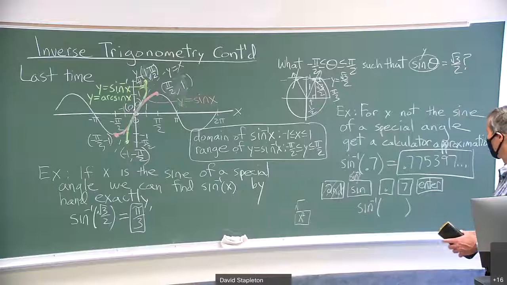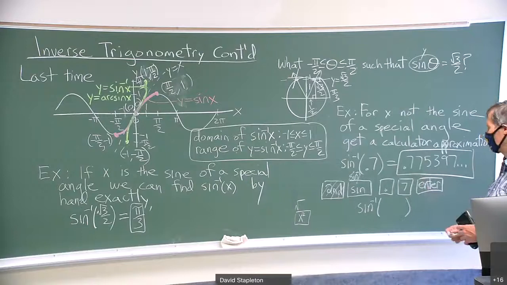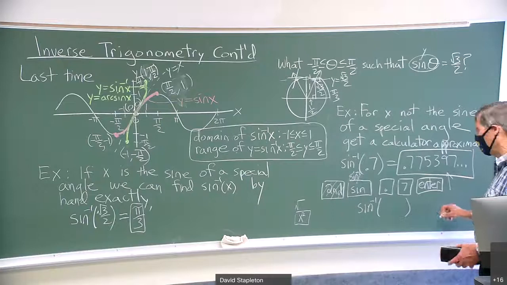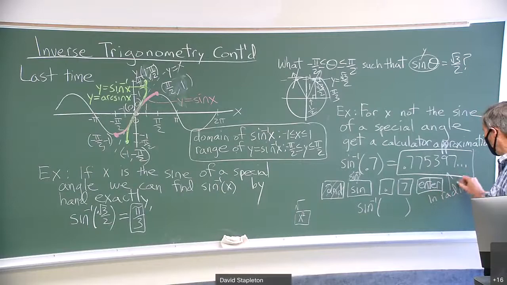Is this for degrees or radians? You stole my thunder there. Yeah, it looks like it's probably for radians because it's small. If it's degrees, it's unlikely I'd get such a small number of degrees. This will be in radians. That was my next question, is it degrees or radians. Look at your calculator. If the calculator is in radians mode, it'll come out in radians. That's what this is. If your calculator is in degrees mode, then it'll give you degrees out.